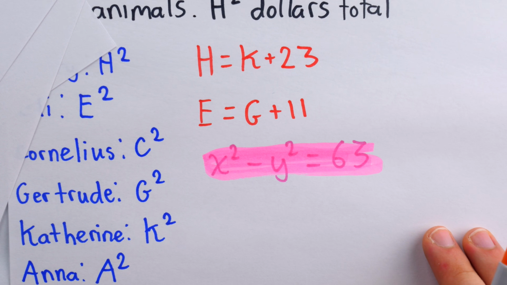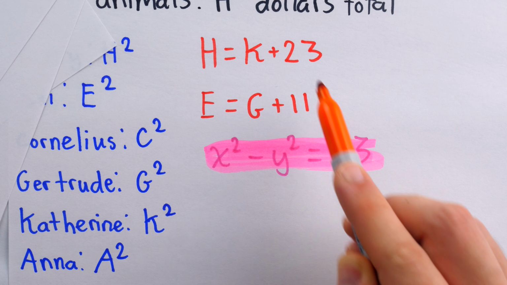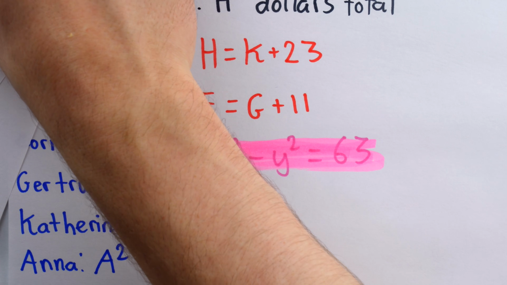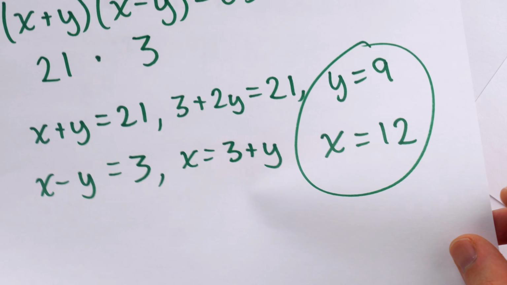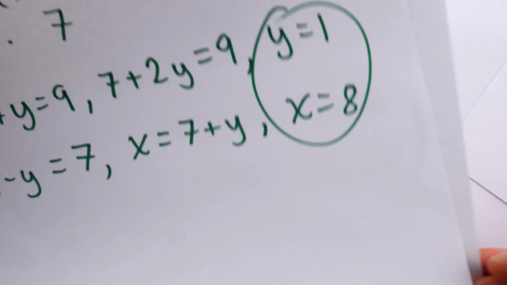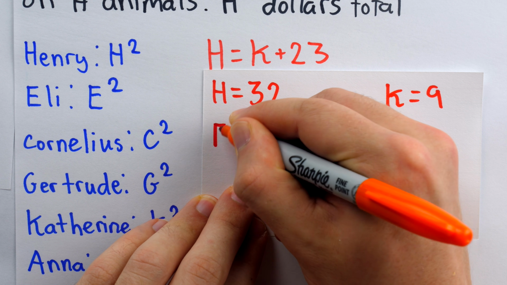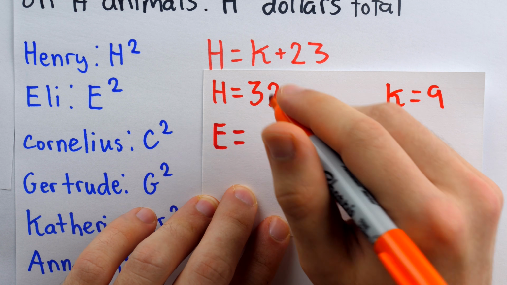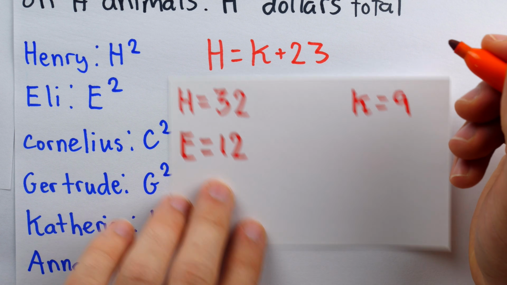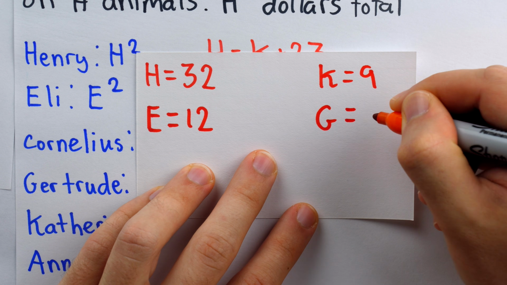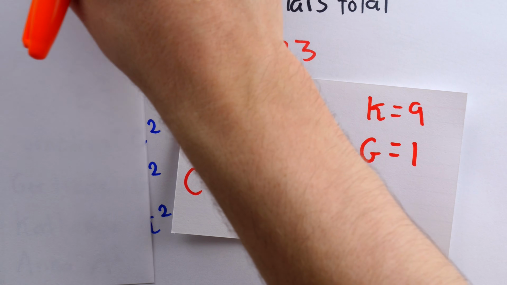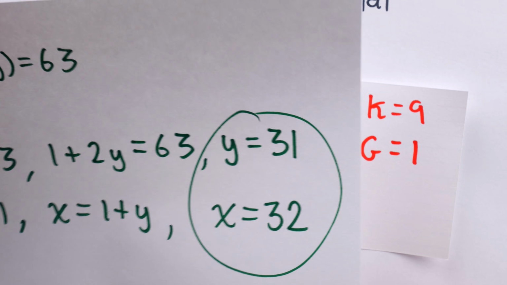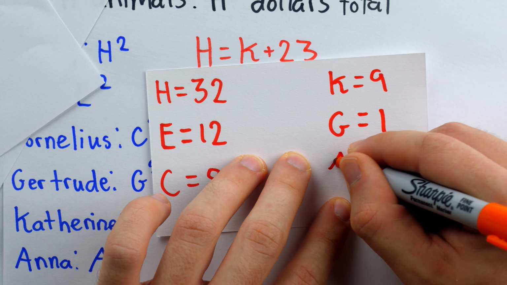We know that Eli spent $11 per animal more than Gertrude. So now we need to look for an X value representing Eli, 11 more than one of the Y values. That would be X equals 12, which is 11 more than Y equals 1. So E, representing the number of animals Eli bought and the price he paid for each one, must be 12, and Gertrude, G, is 11 less than that, which is 1. That, of course, means that Cornelius must be the only X value left, which is 8, and Anna must be the only Y value that's left, that is Y equals 31, and so we have A equals 31.